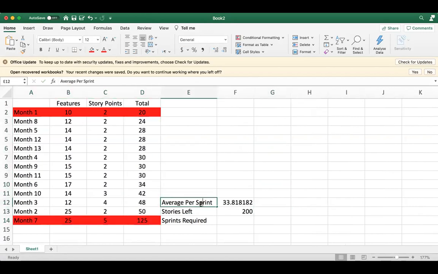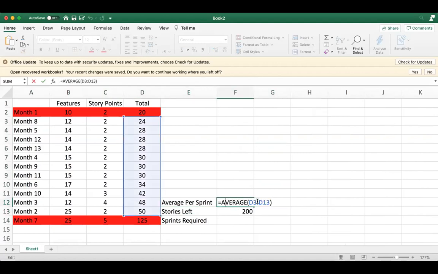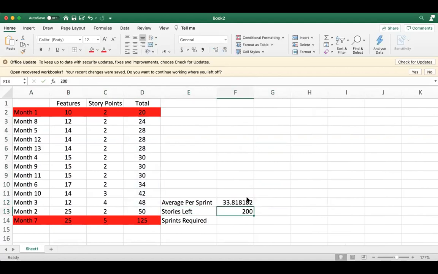So I say on average, I do 33 user stories per sprint. I have 200, if you want, story points left to do. So how many sprints are required? Equal 200 divided by 33. I need 6 more sprints to get the job done. So based on the velocity, which tells me how much I complete per sprint, I'll be able to know how many more sprints I need to get the job completed.